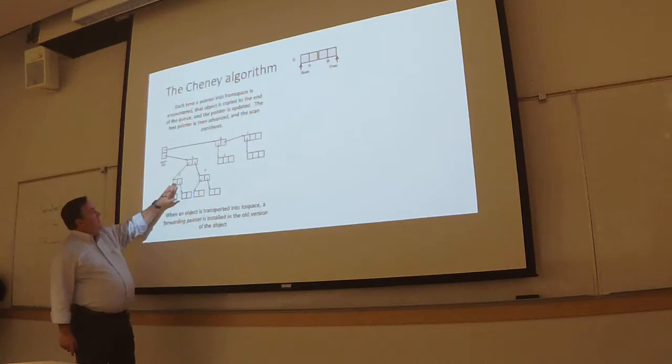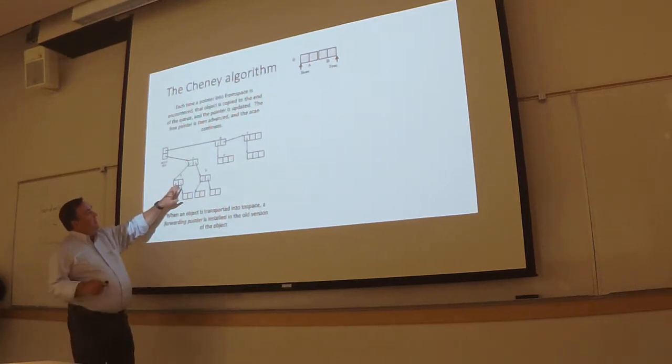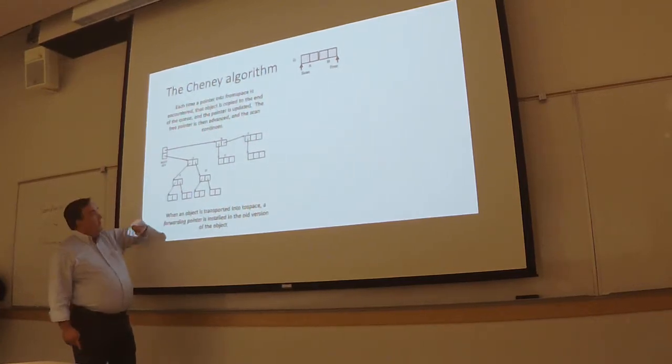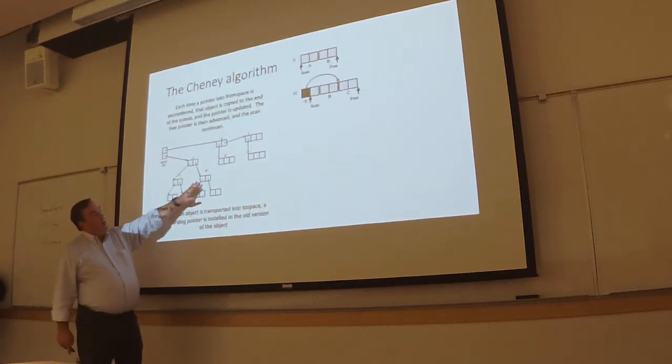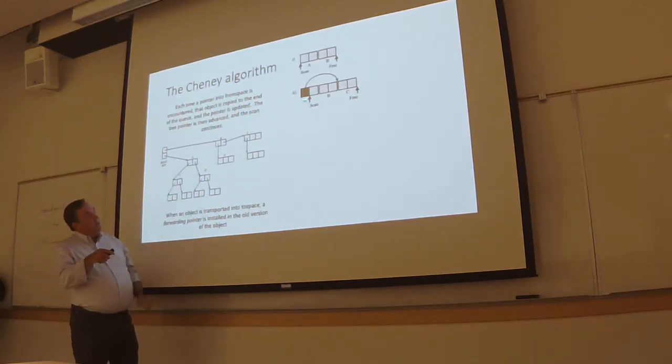So A points to object C, so we're going to copy it over. And A also points to object D, so we copy it over. So we're going to look at the first thing. The scan pointer is right here in A.